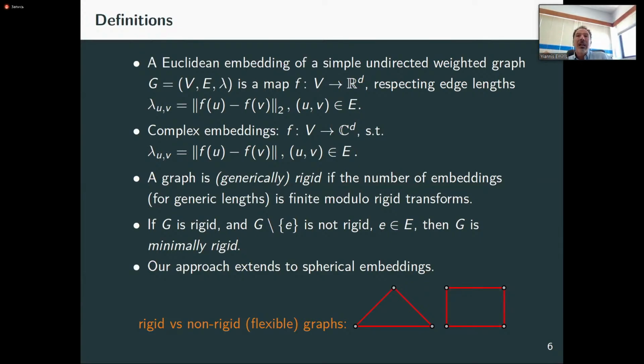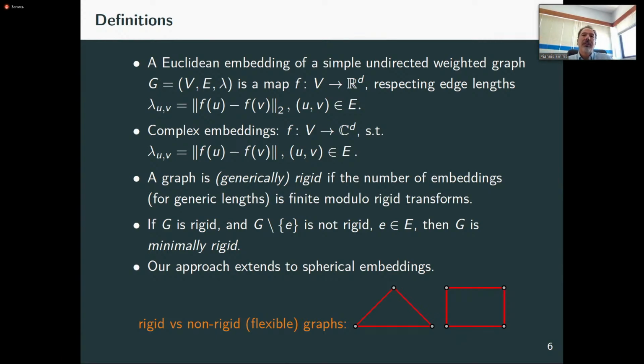Because I'm going to apply algebraic geometry, I would like to go from the real space to the complex space. I don't know many results in real algebraic geometry for these problems, and this would also be a nice open question. So I could consider a complex embedding, and then I would consider that the modulus of this difference, which is a complex vector, would have measure equal to lambda, the weight of the edge, if the edge is given in the original graph.